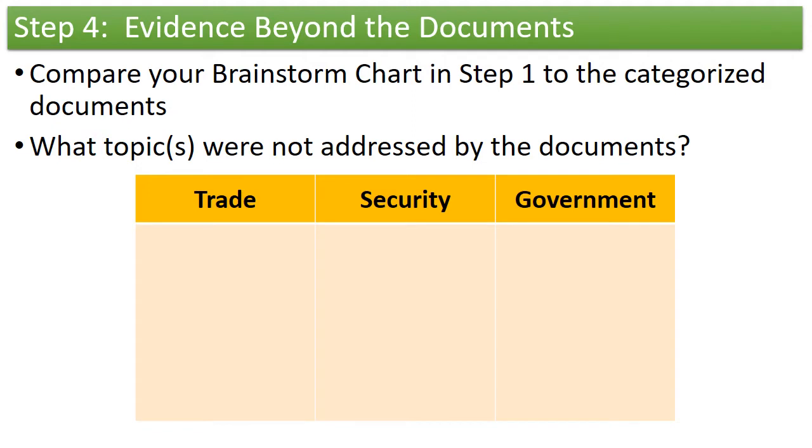Now you're probably wondering at the beginning why we brainstormed World War I. The reason why we do that is in order to come up with your evidence beyond the documents. So you're going to go through and compare your brainstorm chart at the beginning in step 1 to the different categorized documents. What topic or topics were not addressed by the documents? So I'm going to let you pause here and then I'll explain in a second. Okay, hopefully you paused the video and went back and looked, and hopefully you found that the Zimmerman telegram was your evidence beyond the documents. It was not mentioned in the documents. You're going to use that to write a separate paragraph in your DBQ.